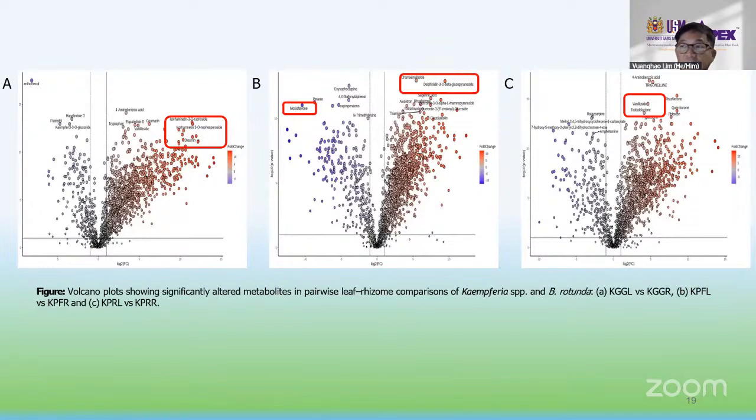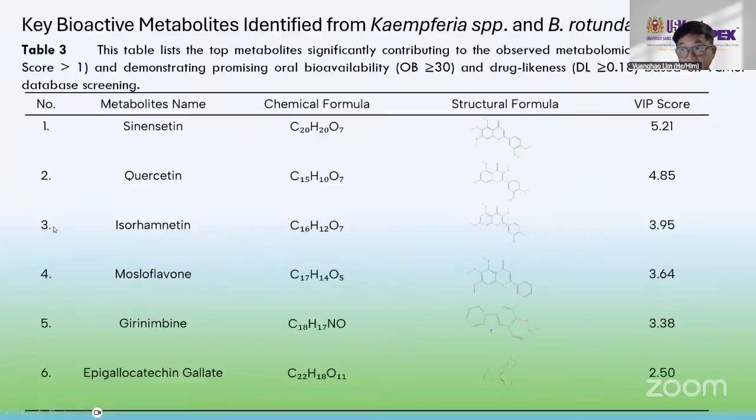Then we could see the volcano plot, which combines the statistical significance with the fold change. Those appearing in the upper left and upper right corners are both statistically significant and substantially altered between leaves and also the rhizomes. So this allows us to rapidly screen thousands of detected metabolites and also to identify only the most biologically relevant candidates for subsequent annotation. So of course, this is one of the essential filtering steps before going for compound identification.